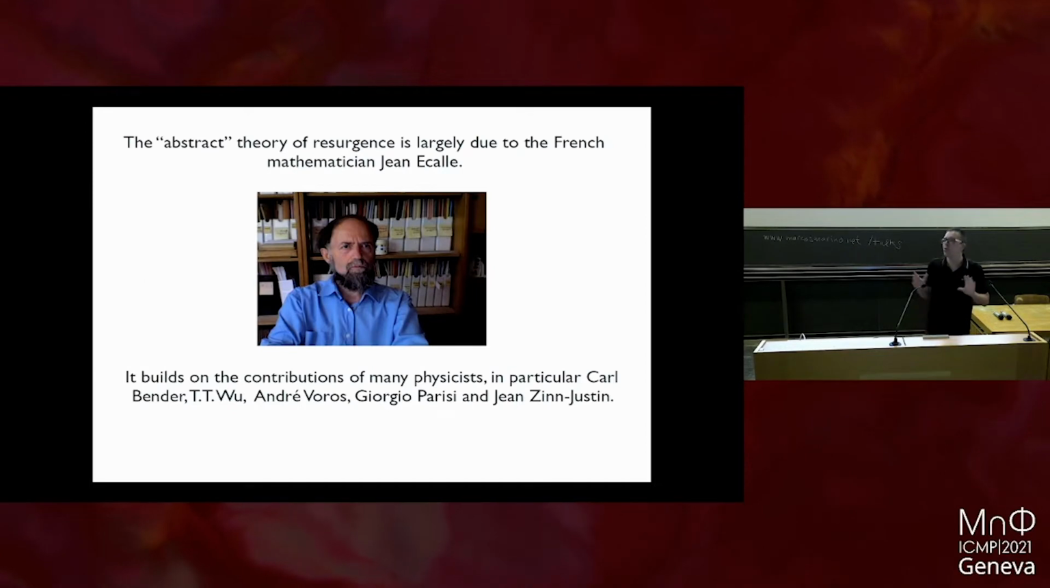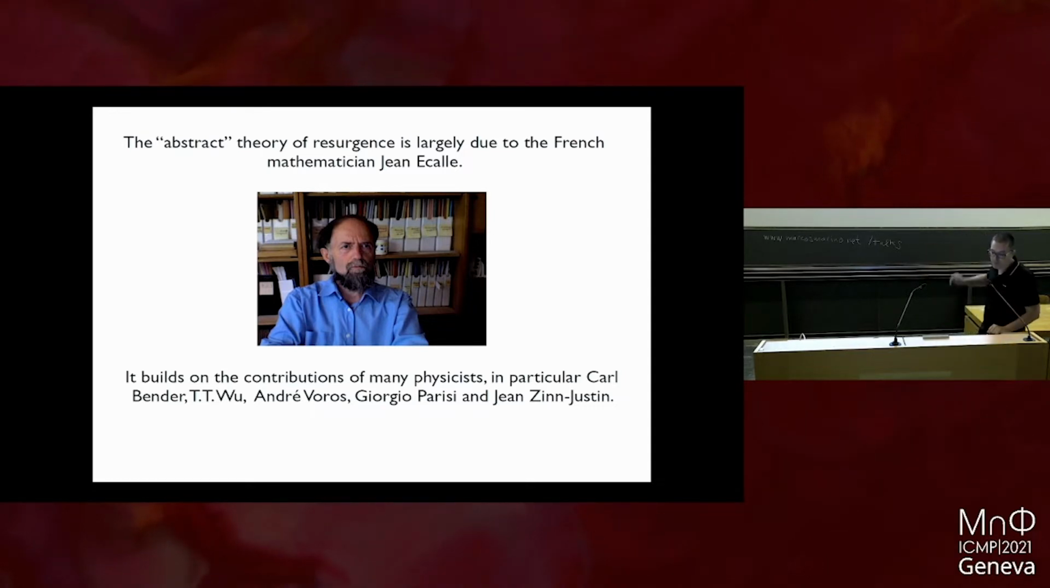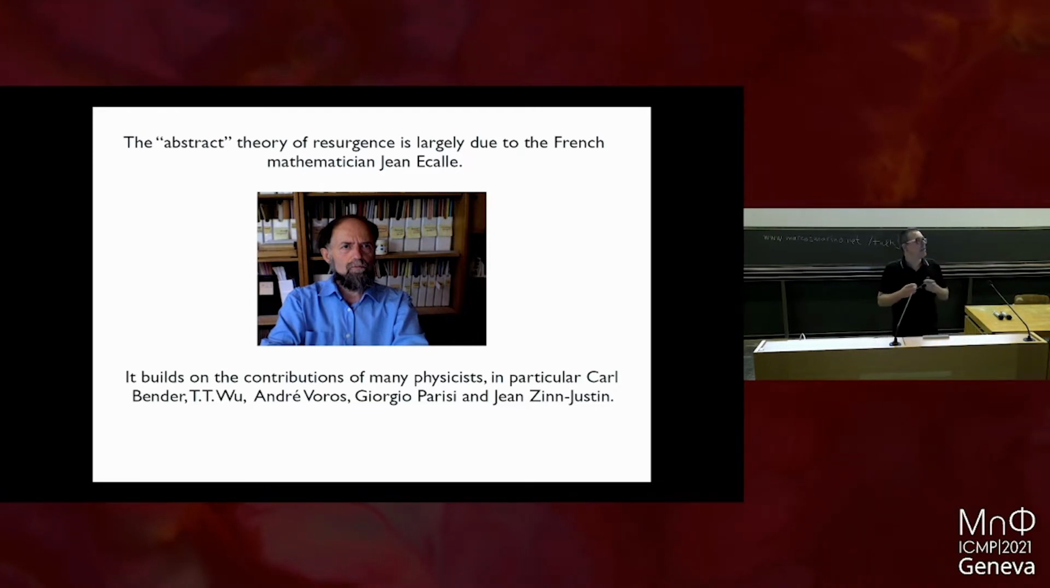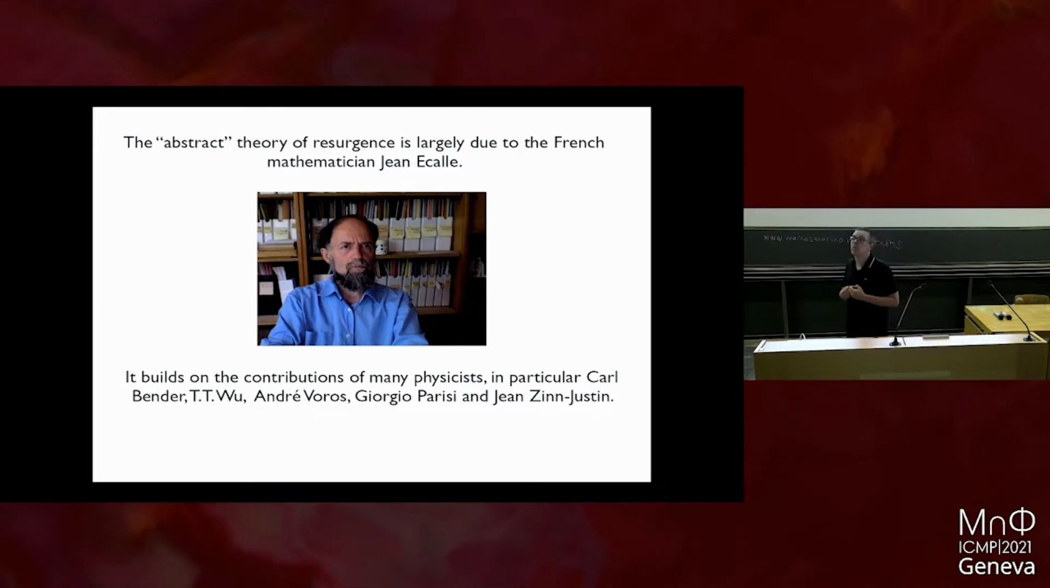So the theory of resurgence has a very abstract mathematical aspect, which was developed mainly by the French mathematician Jean Écalle. And Jean Écalle constructed his theory in the late 70s, early 80s by synthesizing many developments that were mainly due to many physicists. So there were many people who worked actually on the structure of perturbative series in quantum mechanics and quantum field theory.